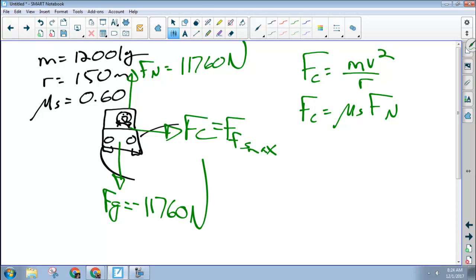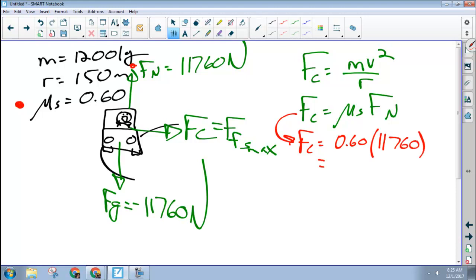Okay, so the question wants us to find the velocity. We're trying to find that maximum velocity. So thoughts about how to find it? You have enough information to calculate the FC, which is the force of static friction, and set that equal to the other one, and you have enough to only have the one variable. So I think what I'm hearing you say is that I know my coefficient of static friction and my normal force, so I can use this to find my centripetal force. It's going to be 0.60 times 11,760. What's that give you?